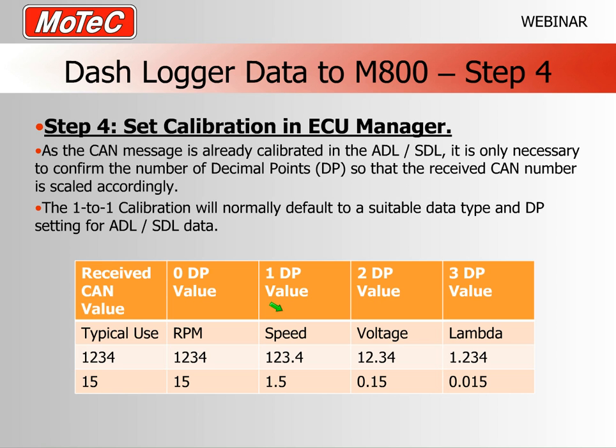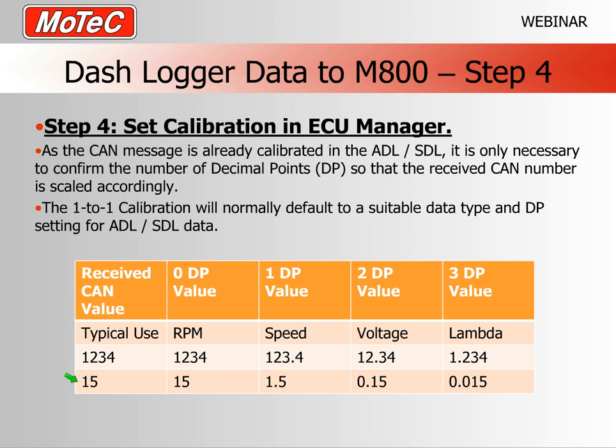And this is very typically used for things like speed channels. Again, you can see here, if we use 2 decimal places, that number 1234 then translates as 12.34. This is another common setting that we use for things like voltages, where we need reasonably good resolution. And finally, you may see 3 decimal places, and again, 1234 in this case would be something like a lambda of 1.234. So the point we're making here is that if we don't set the number of decimal places, we can end up with our readings being out by a factor of 10 or 100 or even 1,000, depending on how the data was transmitted.